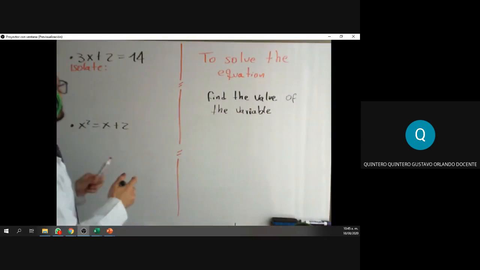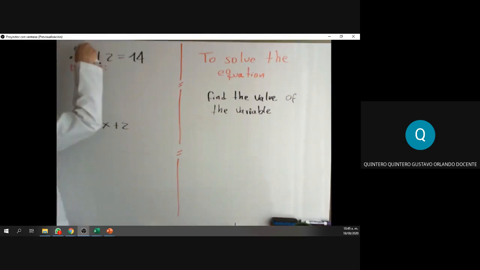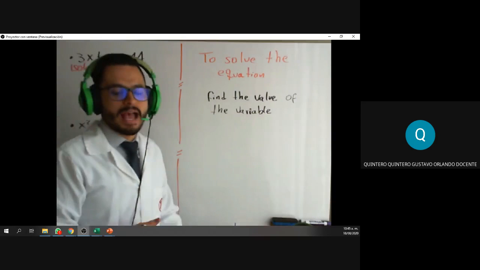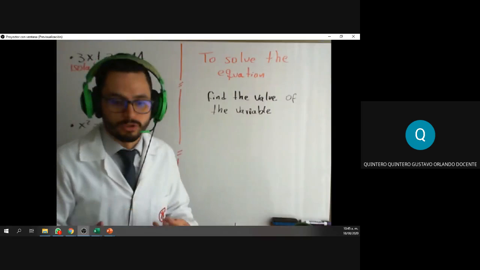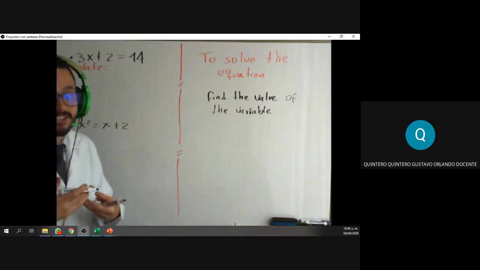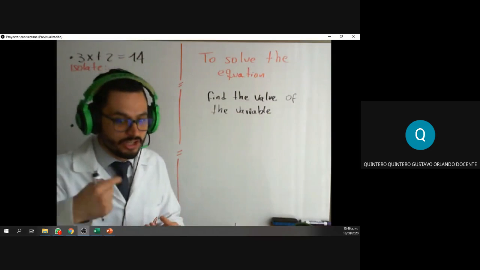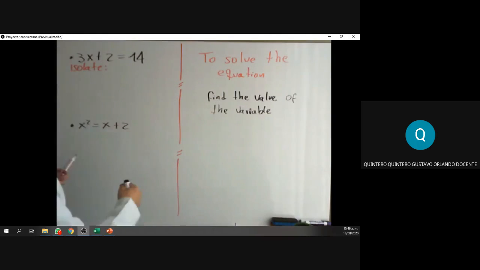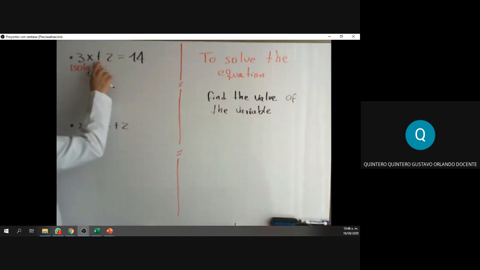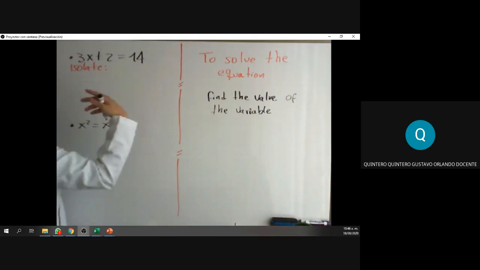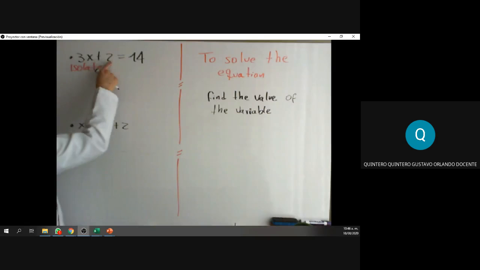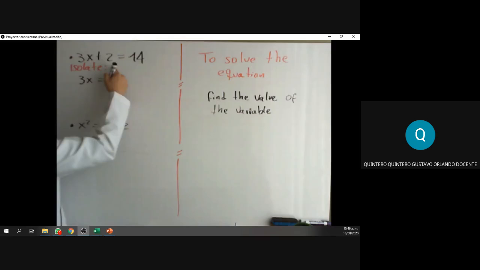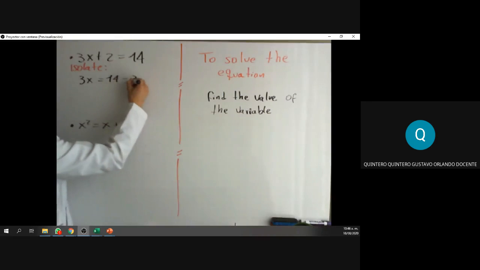Isolating the variable means moving everything else that is not the variable to the other side. And to move it to the other side, we have some rules. We can only move them in a certain order, and we can only move them if we change them with the opposite operation. So here, what we are going to move first is the +2, and since we need to move it with the opposite operation, we're going to change this +2 into a -2. So what we are left with is 3x, and on the other side, we have 14 minus 2.